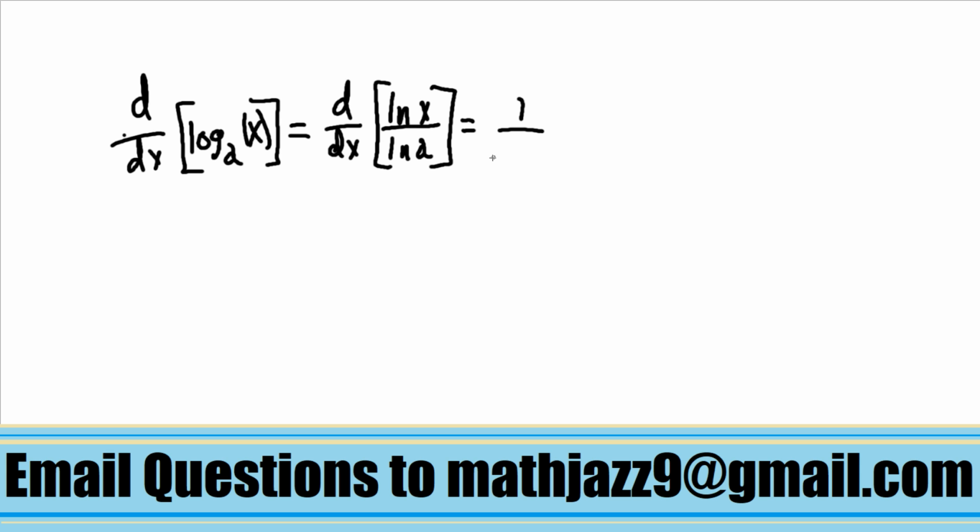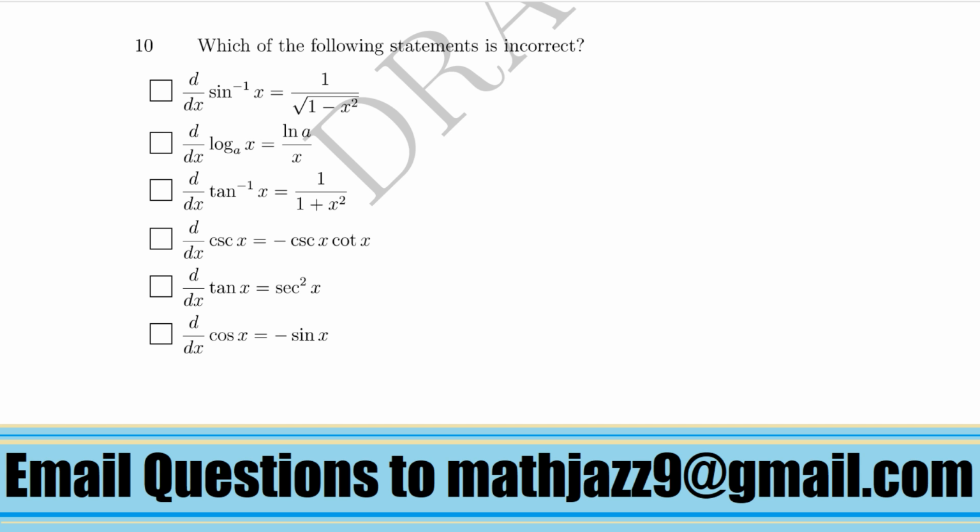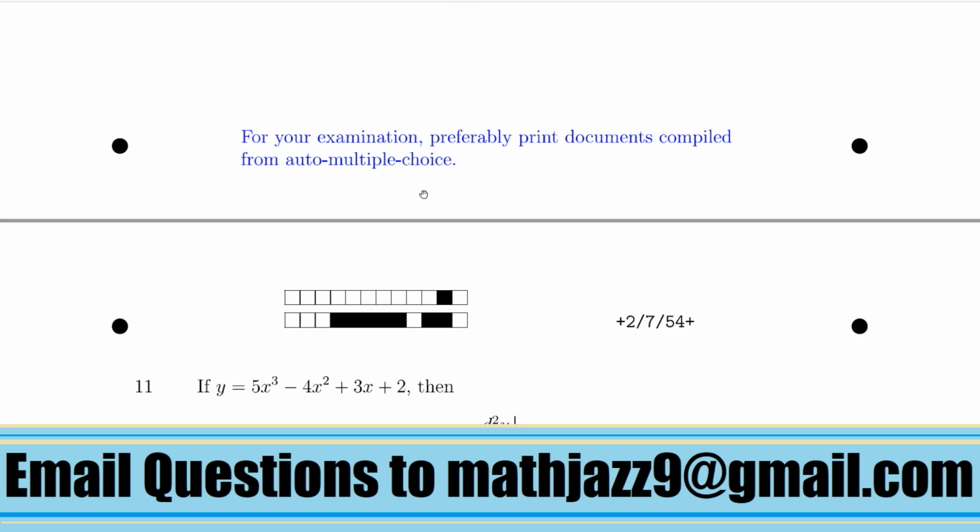So 1 over ln a is a constant. It comes out of the derivative. Derivative of natural log of x is 1 over x. So when we multiply our two fractions together, we get 1 over x ln a. And that's our derivative, which, as we can see, is not the statement in the second line option in the problem. Okay, let's go to the next one.